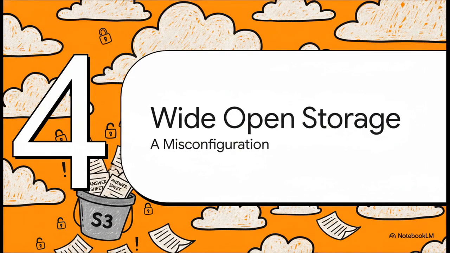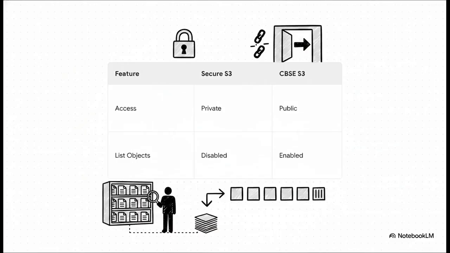Let's move to Section 4, Wide Open Cloud Storage, the ultimate misconfiguration. This is where we hit the climax of the disaster. So all those scanned answer sheets had to be stored somewhere, right? They were sitting in an Amazon Web Services S3 bucket, which is basically just a giant storage folder on the internet. And this setup right here tells you everything you need to know.